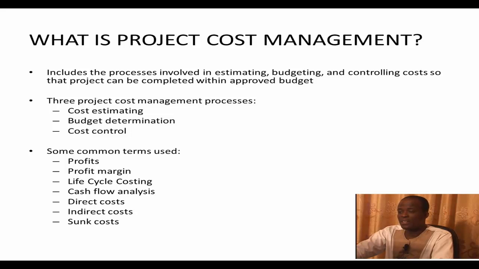There are three project cost management processes, and these are cost estimating, budget determination, and then cost control. We shall be looking at these processes in detail as we go. However, there are a couple of terms that I would want us to look at. We have these common terms. There are a couple of terms, but I just picked these ones.